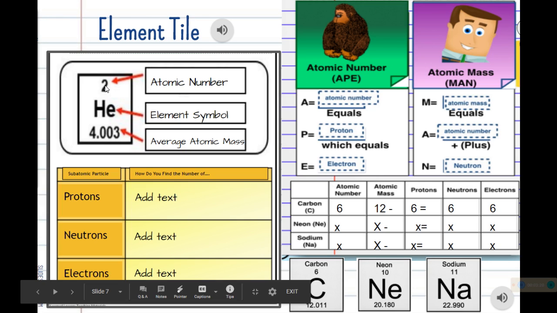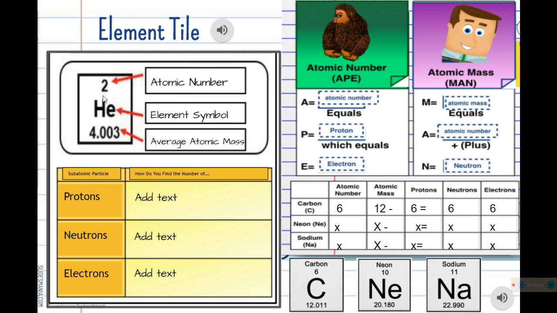The top number, which notice there's always two numbers. The top number, in this case, is smaller. The smaller number on the periodic table is always going to be your atomic number. Not necessarily the one that's located on top, but the smaller number is your atomic number. This tells you how many protons you have. Okay, so how do we find the number of protons? By looking at our atomic number.